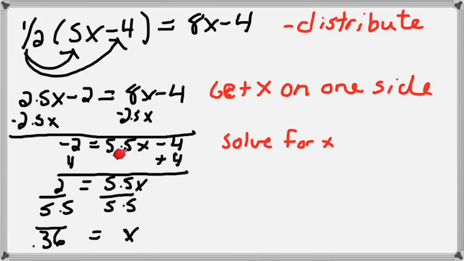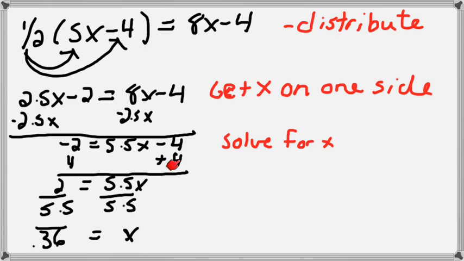Solving for x means that you need to get rid of what's with x. This being multiplied by 5.5, and this having 4 subtracted from it. Always get rid of addition and subtraction first, therefore I'm going to get rid of this first. The opposite of subtracting 4 is to add 4, so I'm adding 4 here, and I'm adding 4 here.